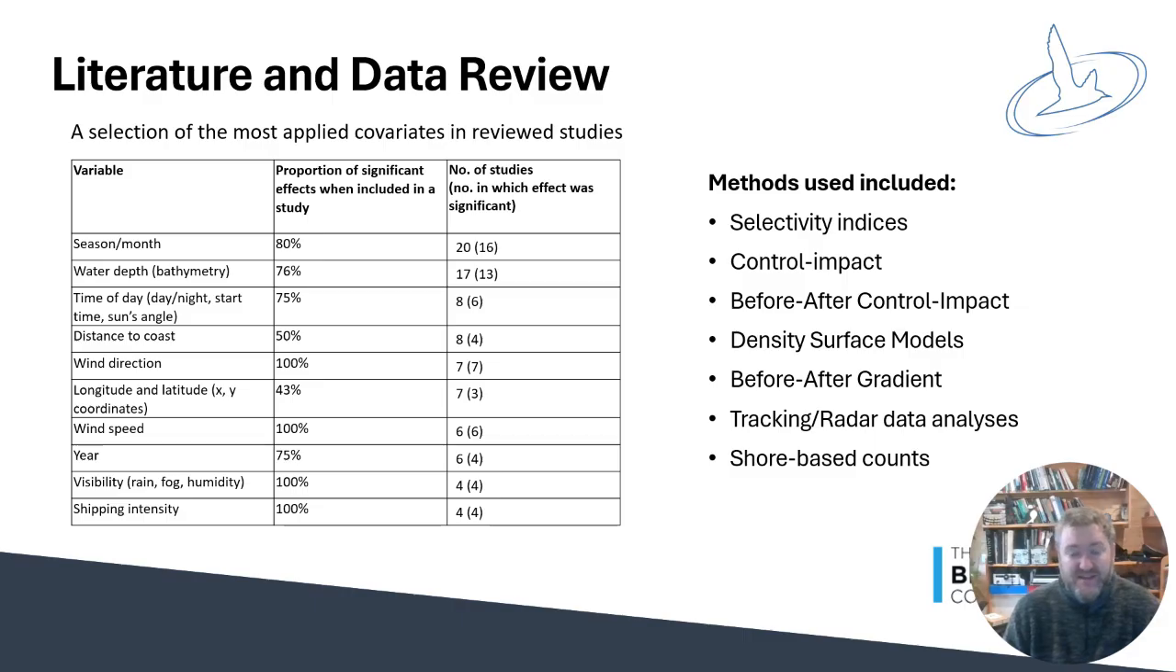So 20 studies included season or month. Of those, 16 found that there was a significant effect, probably not surprisingly. With bathymetry, 17 studies were incorporated, and 13 found some significant effect. In some cases, like wind direction, 7 studies included it, and all 7 found that wind had a significant effect on the outcomes of the models. Wind speed also had a significant impact in 100% of the studies it was included in.